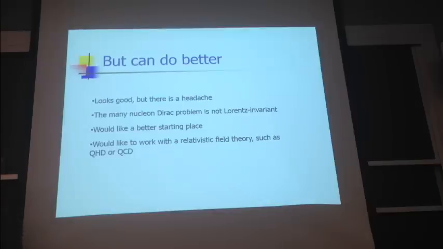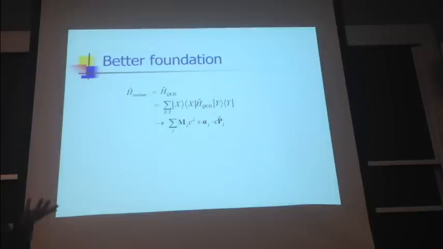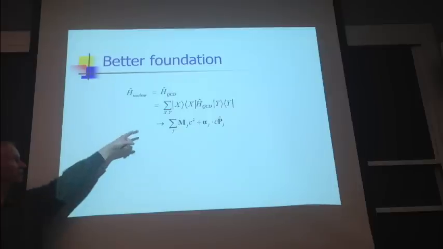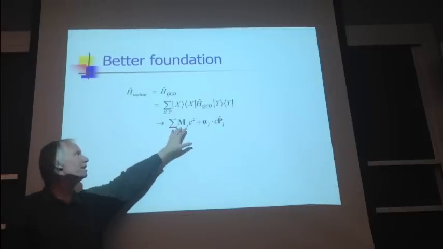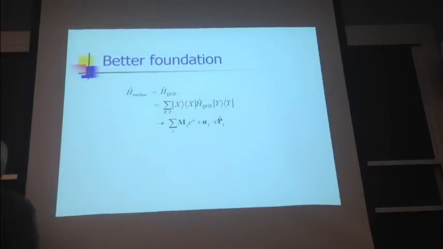And as I mentioned, there's a headache. The many-body Dirac problem is not Lorentz invariant. We'd actually like a better starting place. And a better starting place is to work with a relativistic field theory that is relativistically invariant. And if we do that, it turns out that we can do the same thing, and we get this kind of description, but now these matrices obey all the right kinds of relationships. We actually now get a simple extraction of what we need out of the relativistic field theory.